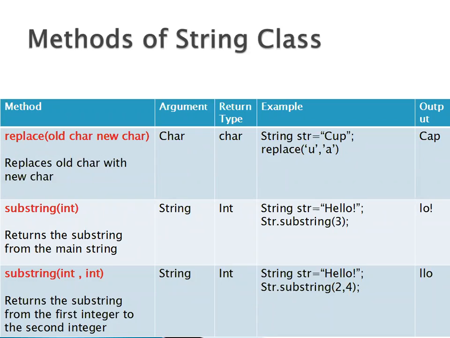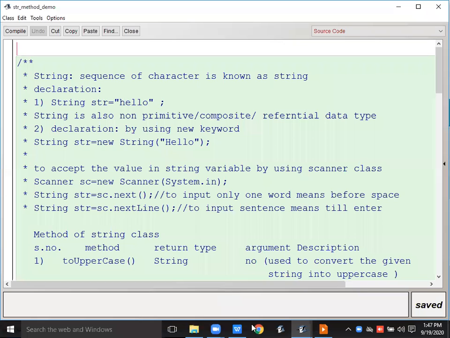Write the substring int first. Return the substring from the main string from the given index position till end. From the given index position till end. Okay, I am writing in your chat box.